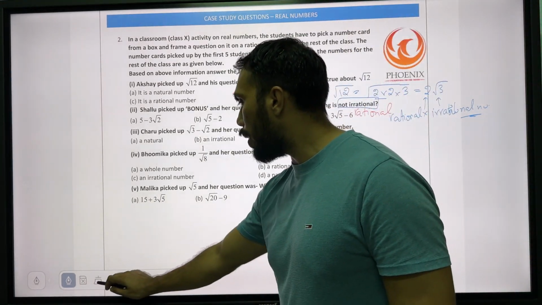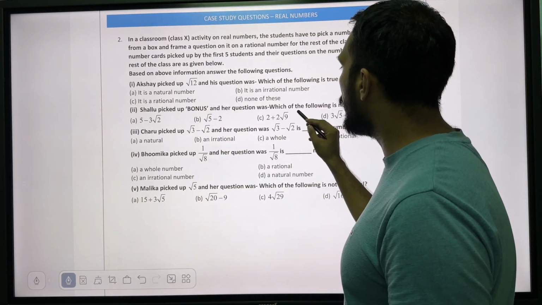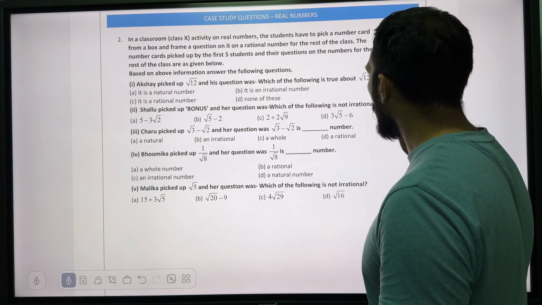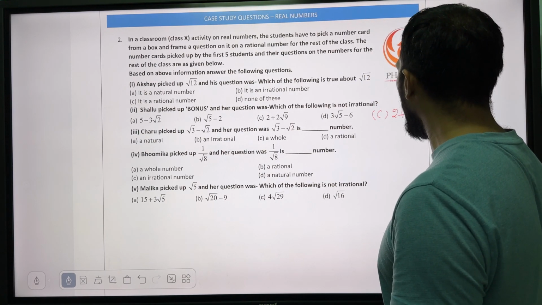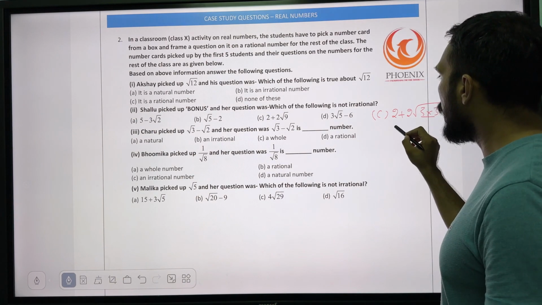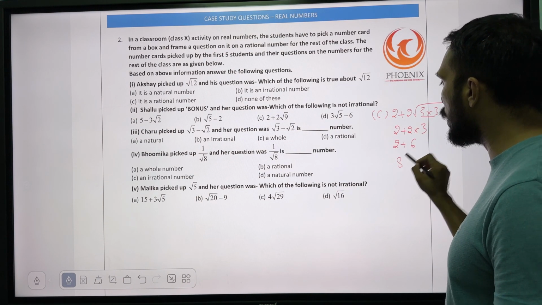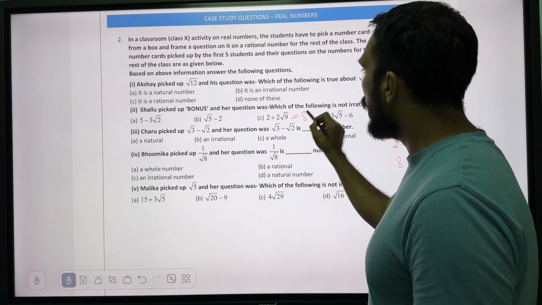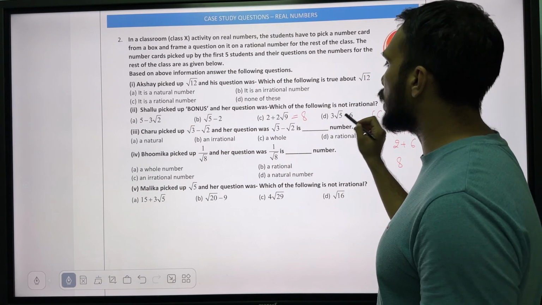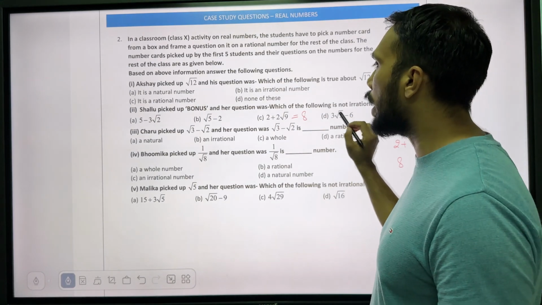So what I can do over here, for the current question, if I pick this option C, 2 plus 2 times root of 9 is nothing but 3 times 3. This being a pair can be taken outside, so this is nothing but 2 plus 6 and this is 8. And similarly 3 root 5 minus 6 again can't be simplified further, so this is again an irrational quantity.